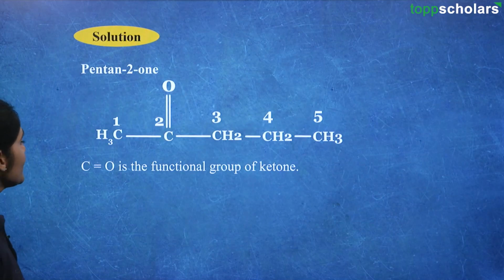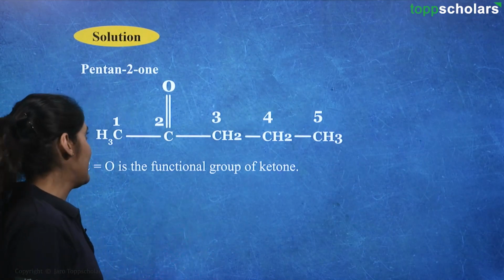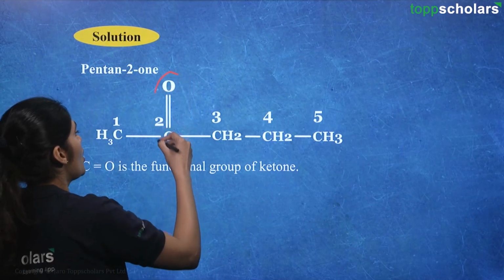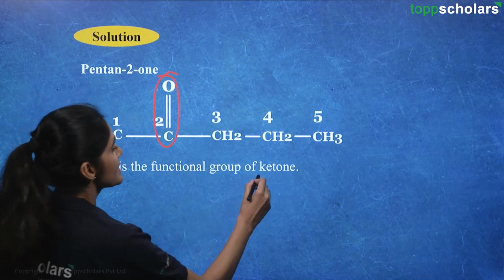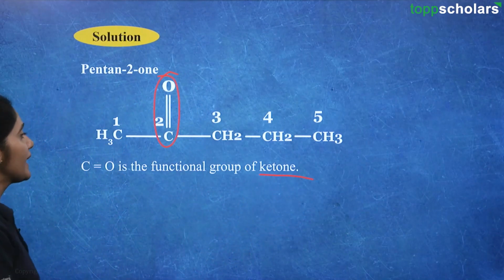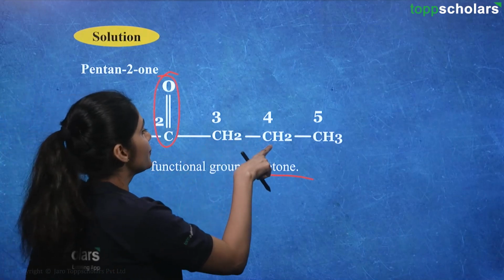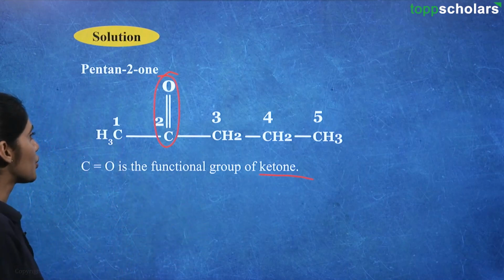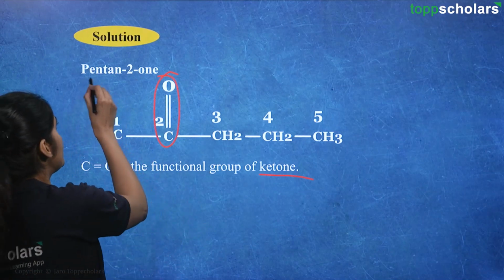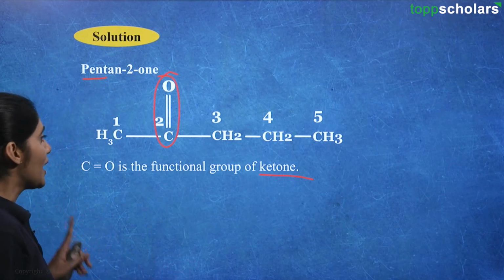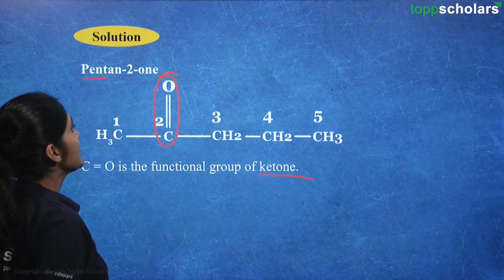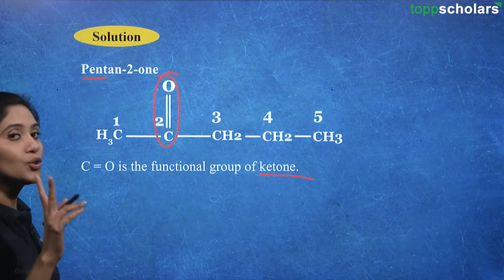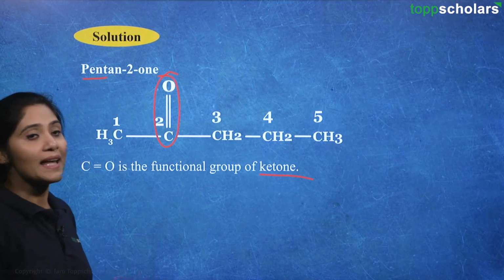So let's see the solution. The IUPAC name is pentan-2-one, right? Because the functional group here is what? The functional group is ketone, right? And how many carbon atoms are present? 1, 2, 3, 4, 5. And the functional group is present on the second carbon. That is the reason why we are writing pentane for the number of carbons. Then the suffix -one for the functional group, and it is present on the second carbon, so pentan-2-one. So this is as simple as that, right?